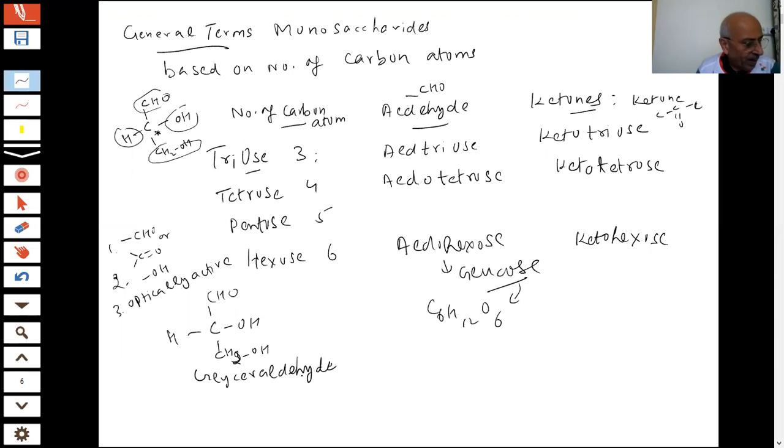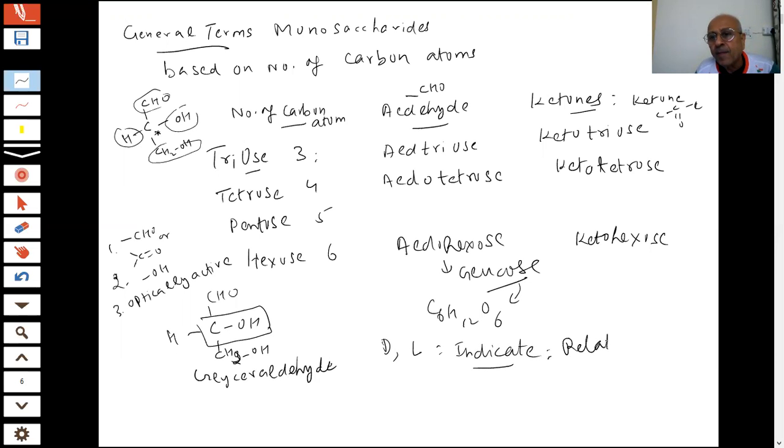The important point to note is that in this carbon, the OH group is on the right hand side. As you can see, D or L notation indicates the relative configuration. D or L indicate a particular relative configuration. What configuration are we talking of? The relative configuration of a particular stereoisomer.